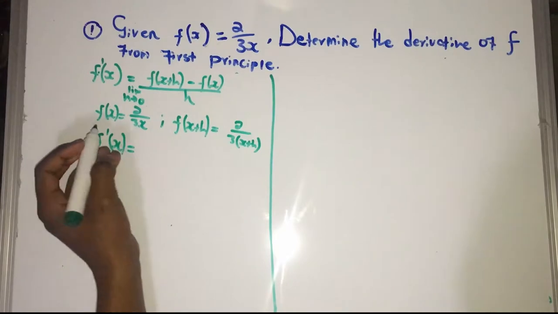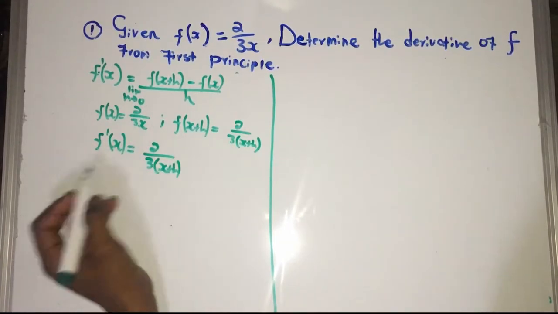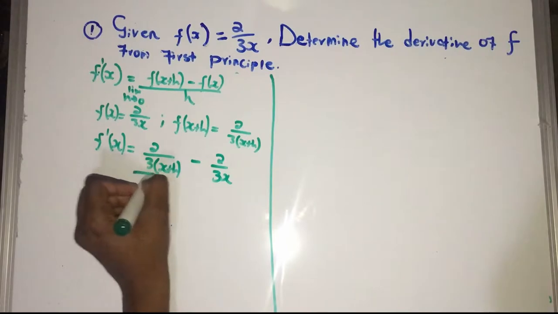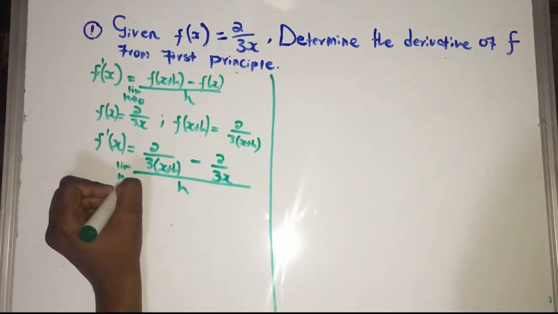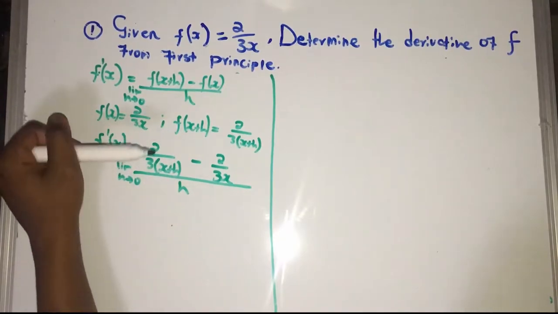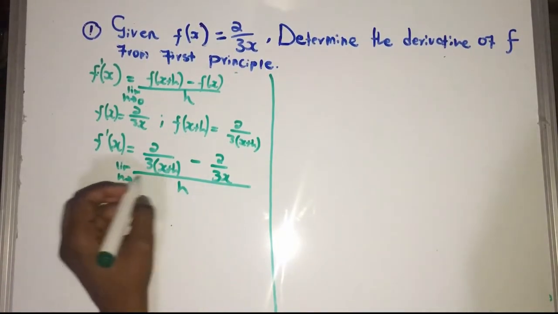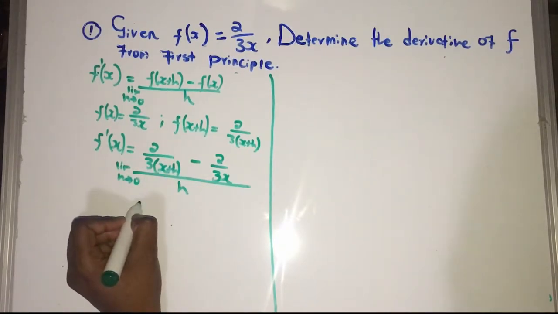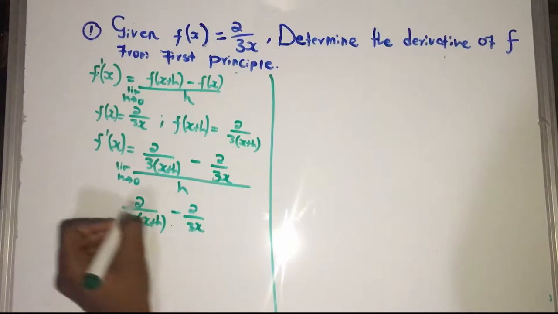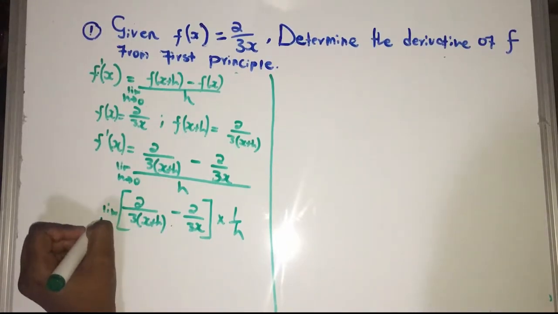So now you can go ahead and substitute. Now your f of x plus h gives 2 over 3 into x plus h, and that minus 2 over 3x, and then all over h, with the limit as h tends to 0. So that's okay. Now, I don't want the denominator to become a fraction over a fraction. You see, it gets a bit ugly, so that's where we make mistakes. So let me represent my h like this: 2 over 3 into x plus h minus 2 over 3x, and then multiply everything by 1 over h. So this is still the same thing as dividing by h. And then keep your limit as h tends to 0.